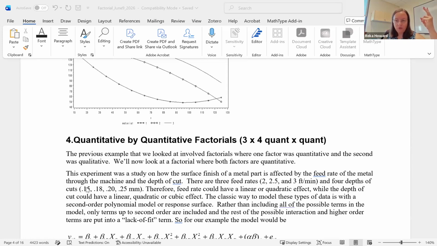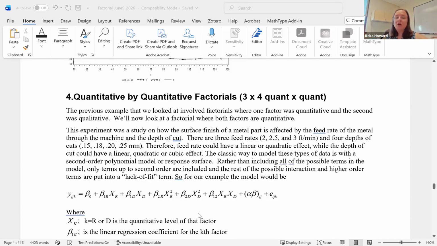But based on the four depths, 1, 2, 3, 4, we would have three effects: the linear, quadratic, and cubic. So we can add everything we want to, but it's kind of pointless to start like that. So we start with a simple model. Usually we want to add the linear effect of every factor and the quadratic, because then we are capturing a linear effect and a curvature. So maybe we will need more.